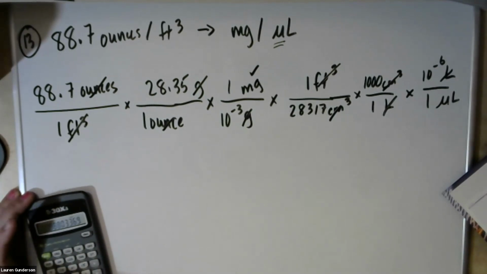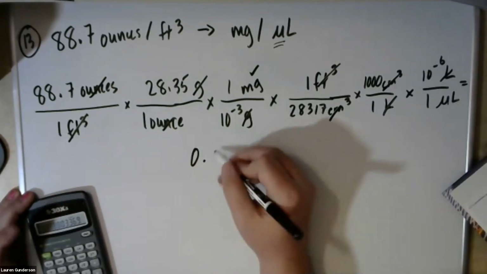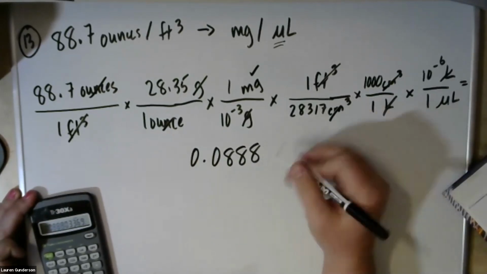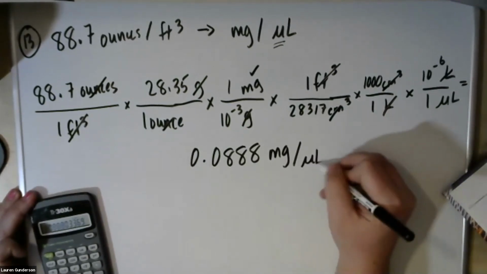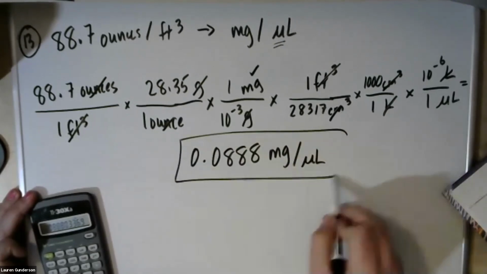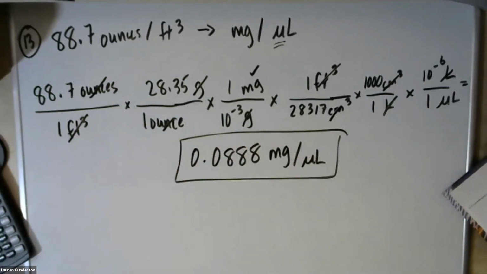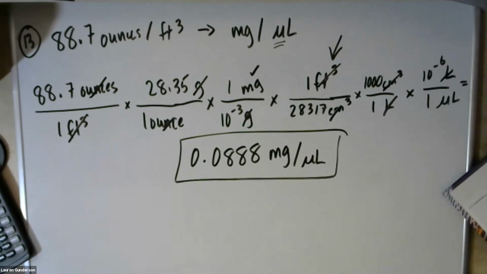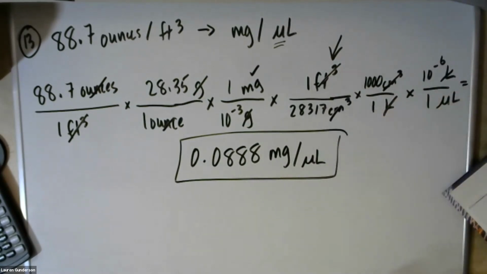Okay, we end up with 0.0888 milligrams per microliter. And if that's not the answer you got, do try to plug everything back into your calculator. This step right here is definitely one where I see people make an error with the cubing that can affect your final answer.